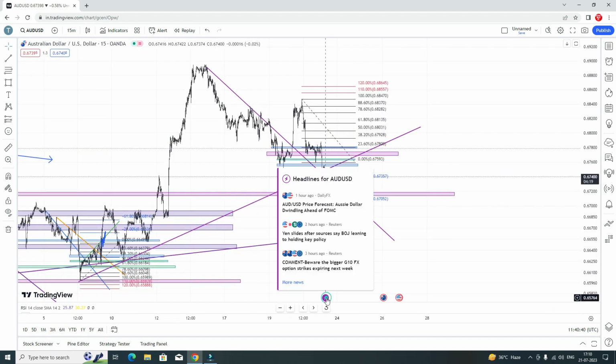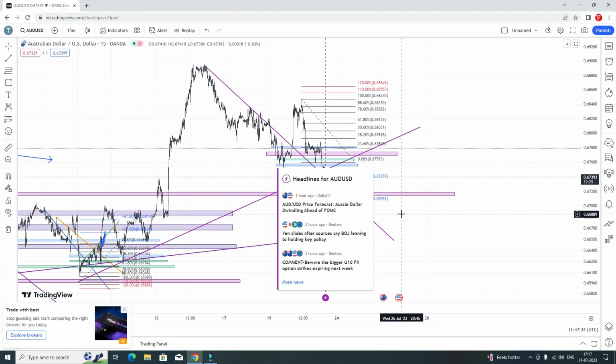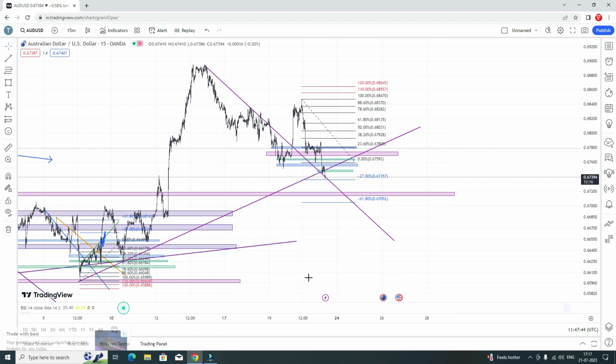As far as news goes, AUD USD price of Aussie dollar dwindling ahead of FOMC. So with the Aussie dollar looking a little weak, we should see the price moving downwards as it is. So I might do my bars pattern moving right up to minus 61 along this trend line.